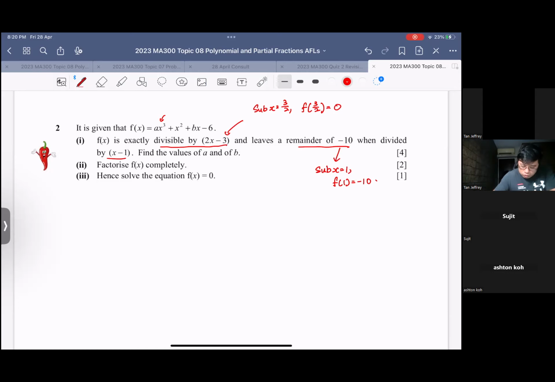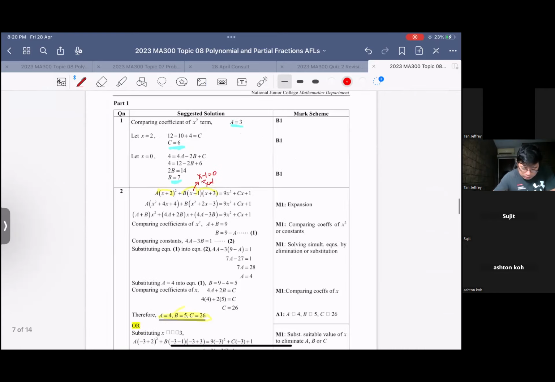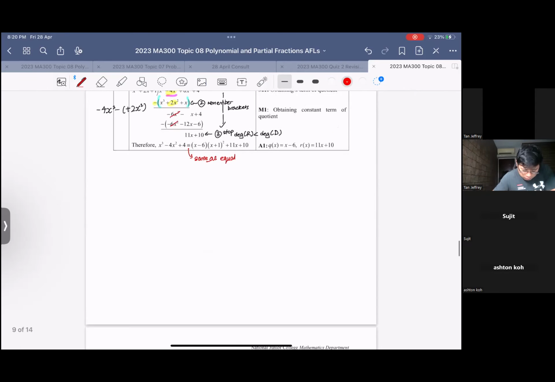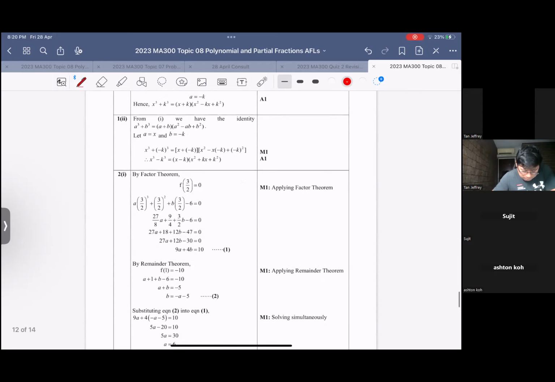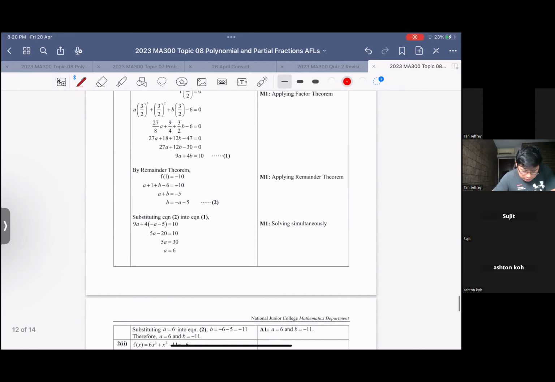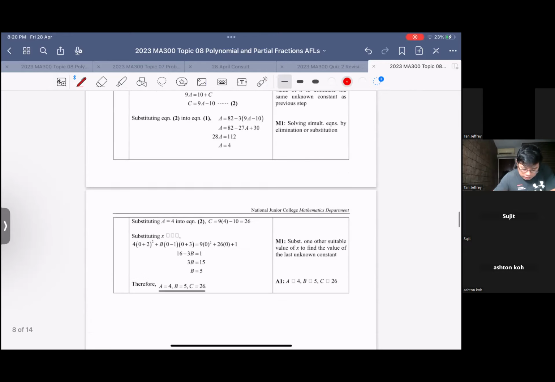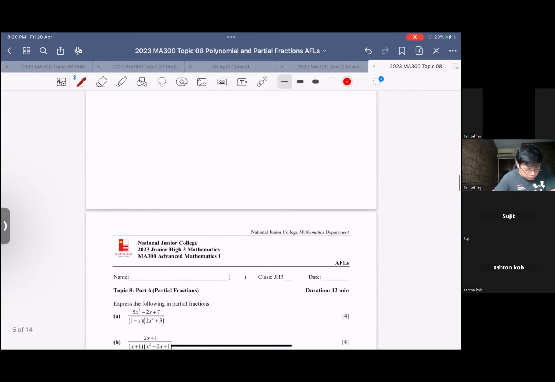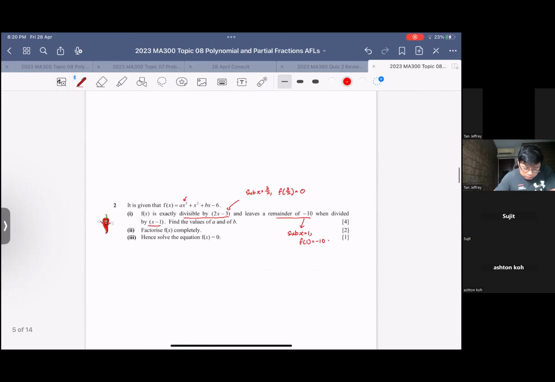So if all goes well, you find A and B, then there is still part two and part three. I want to talk about part two and part three. Your A should be 6, B should be negative 11.